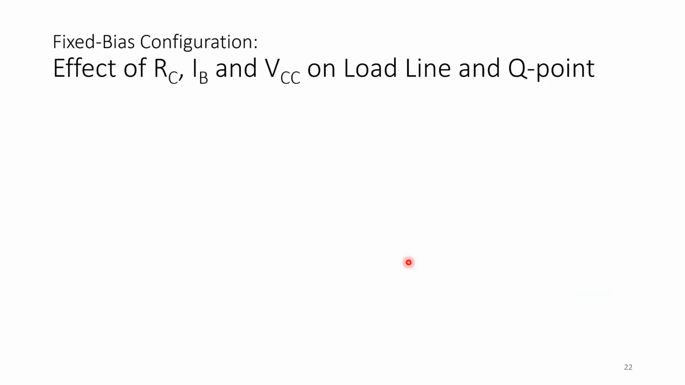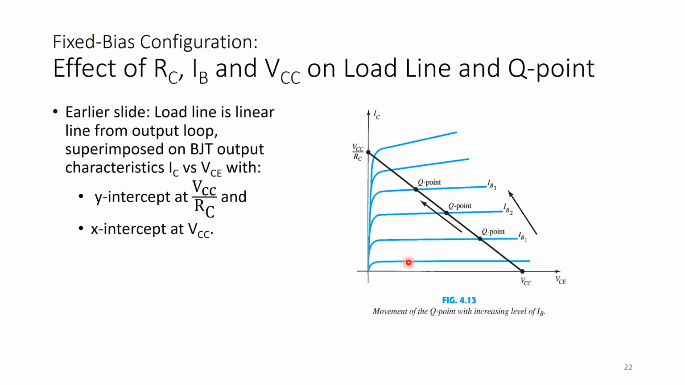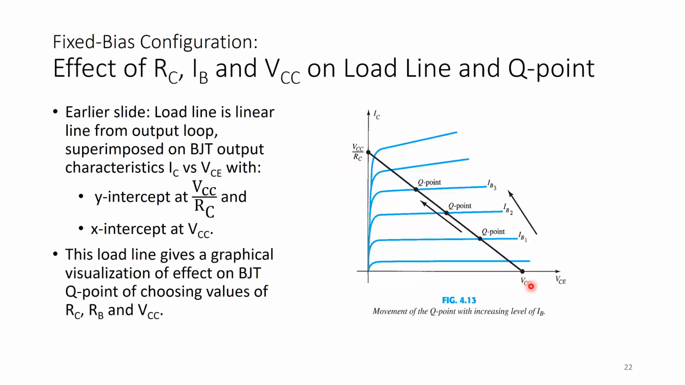Effect of RC, IB and VCC on load line and Q point. Now I'm leaving that topic of saturation. Let's have a look at how exactly RC, IB and VCC affect the load line. The earlier slide says that the load line is a linear line from the output loop superimposed on the BJT characteristics, with the y-intercept at VCC over RC and x-intercept at VCC. So this load line gives a graphical visualization of the effect on the BJT Q point of choosing values of RB, RC and VCC.